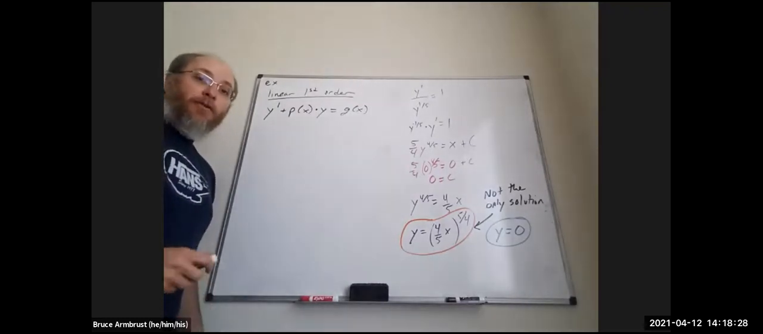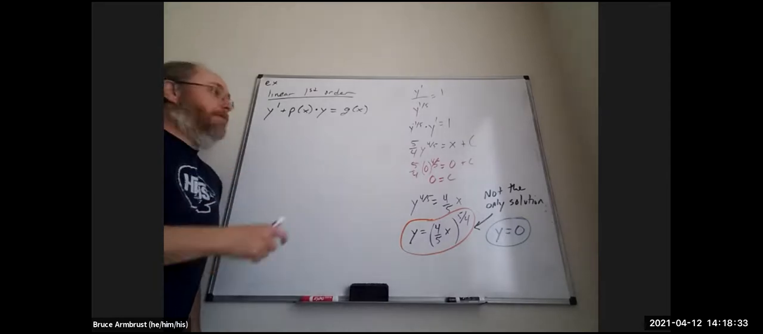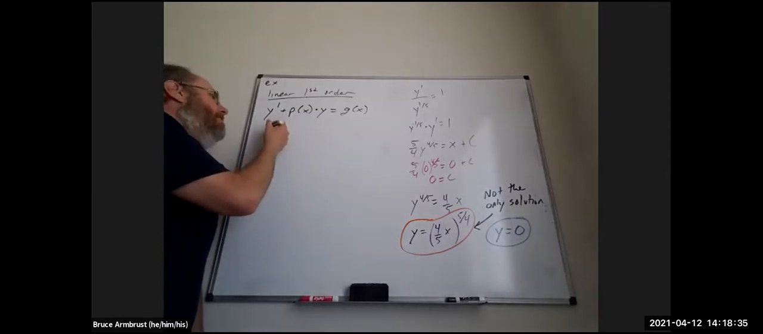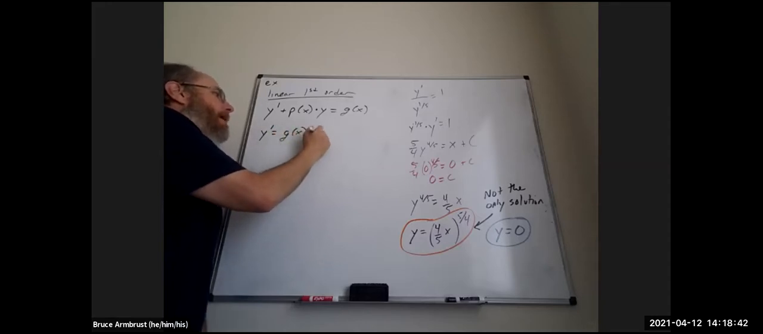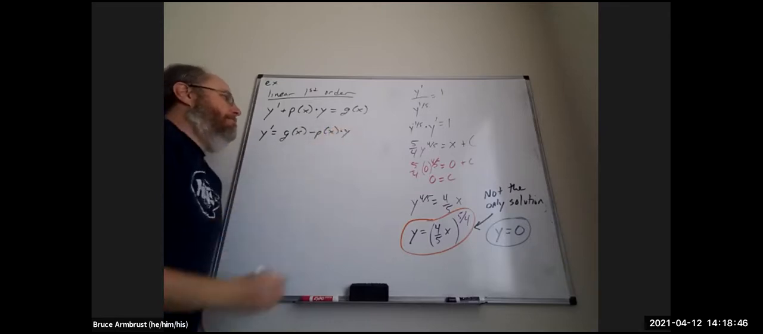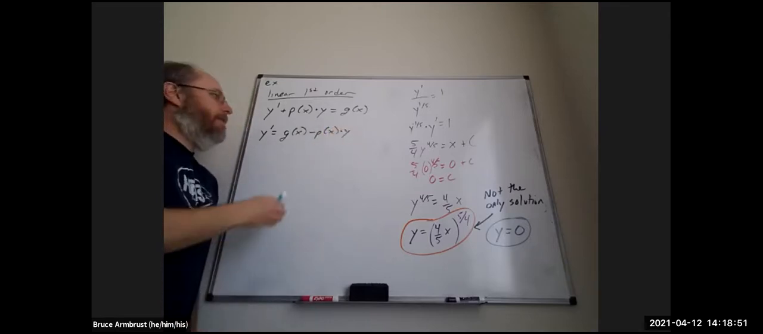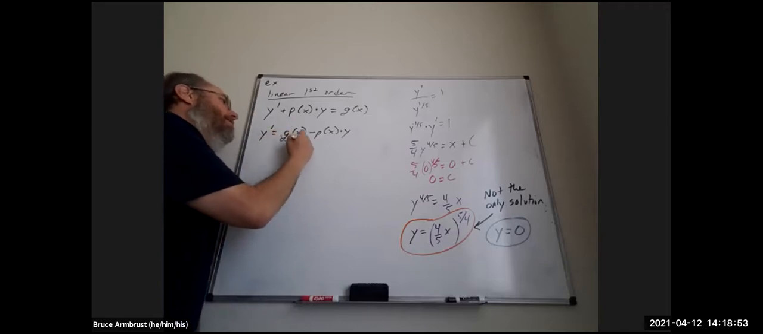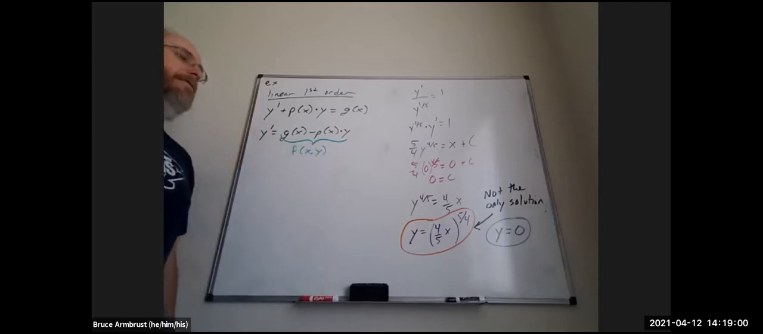All right, so first thing we're going to do is write this as y prime equals. I have to move the piece with the p and y over. So we get y prime equals g of x minus p of x times y. And we did that because all that on the right-hand side is now our f of x, y.